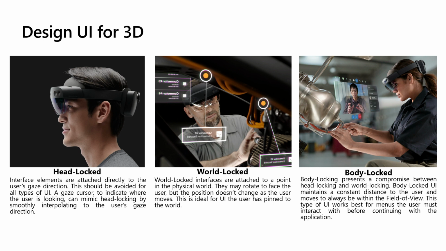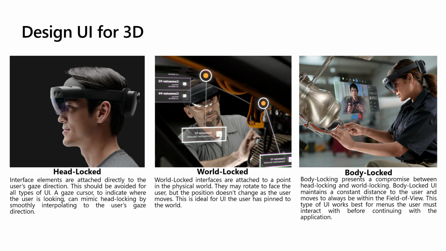Now, world-locked is where MR really shines. This is attaching a virtual object to a place in the physical world. As the user moves around, that object stays in that position. Maybe it rotates, maybe it scales, but it's not moving. We use this a lot for anything that the user places specifically. A lot of our experiences start with a placement step: look at your floor and tap where you want to place something. That's a great showcase of world-locked UI.